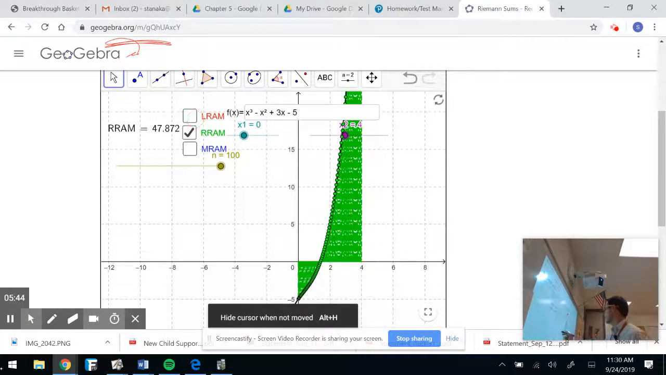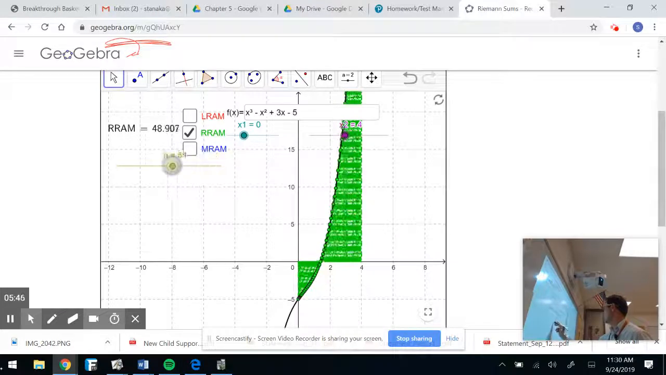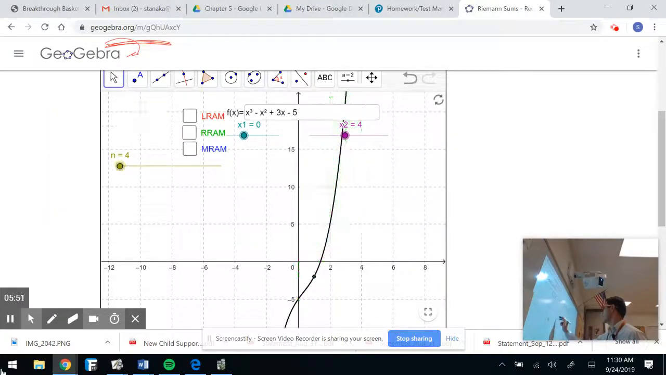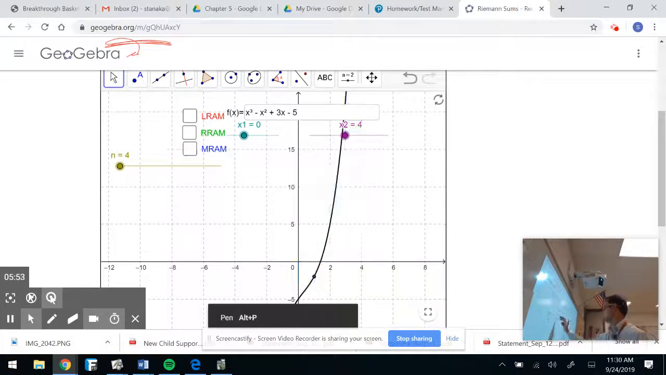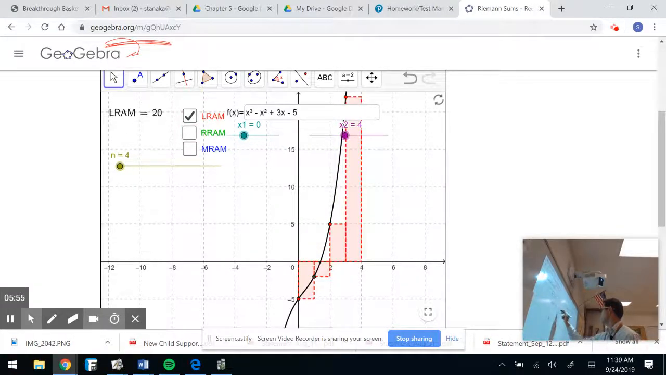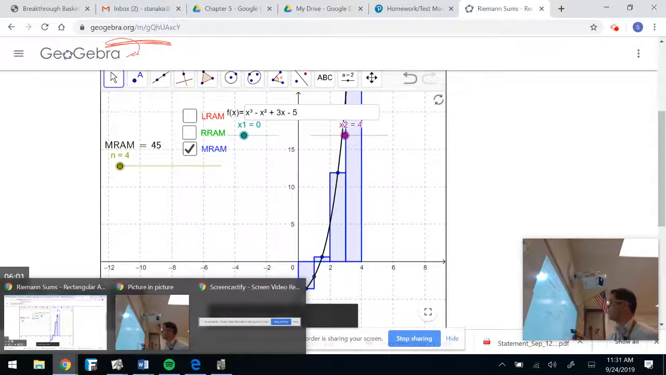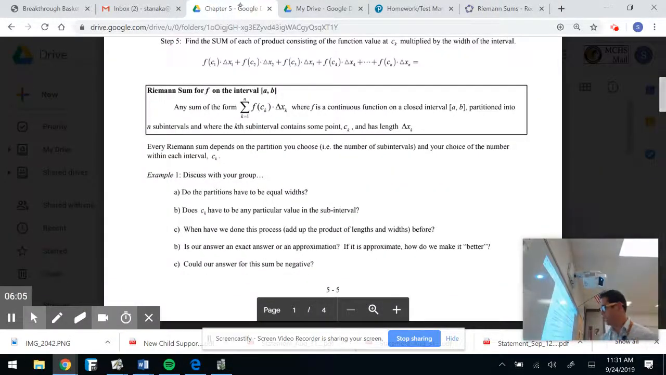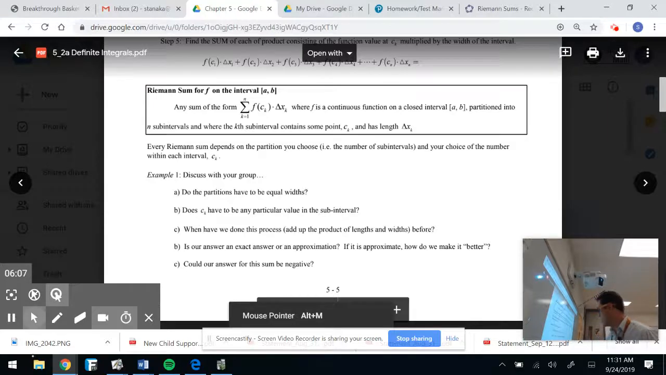There's RRAM, and it doesn't look too good when I'm using too many rectangles there. But that's RRAM, right, class? And there's MRAM. This is a really cool website that you can play with and check out. There's RRAM, and most of the areas are above. And remember, MRAM is probably our best estimate for that. But let's keep on going here with notes, right, class? Let's keep rolling.